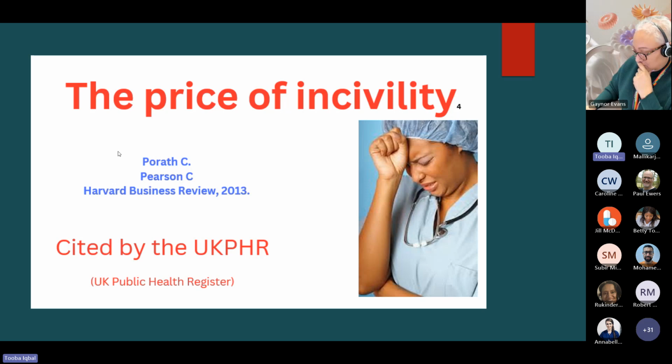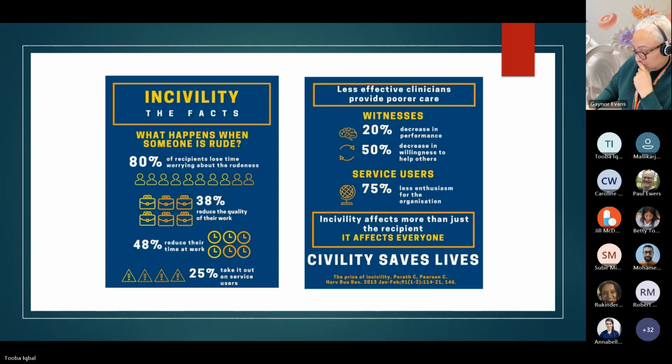So the price of incivility, I'm just quoting another study that was done in 2013 by a few of the same authors from the last study, and this was cited by the UKPHR. So basically what the data they found was, what happens when someone is rude? What happens first to the recipient? So 80% of the recipients lose their time worrying about the rudeness or about the incivil incident. So that does take their mind away from what they're actually doing at the time.